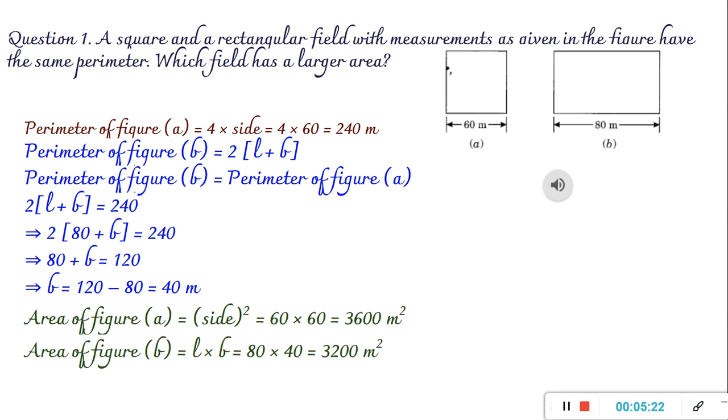Compare both. So here we know that 3600 is greater than 3200. So area of figure A, that means the square, has more area. Clear?